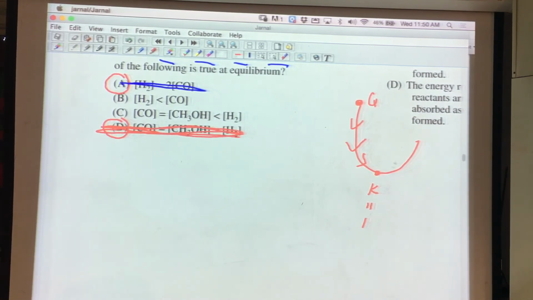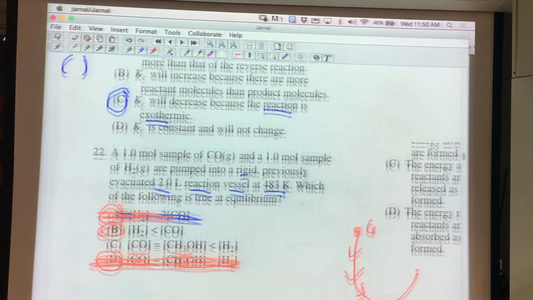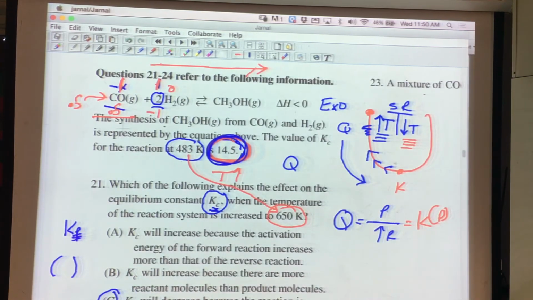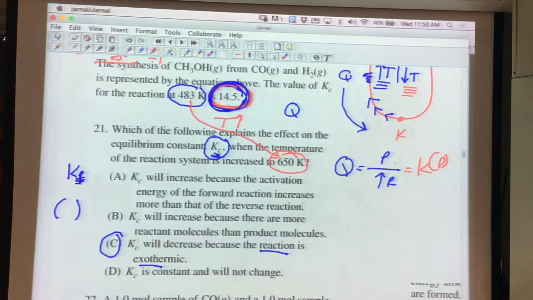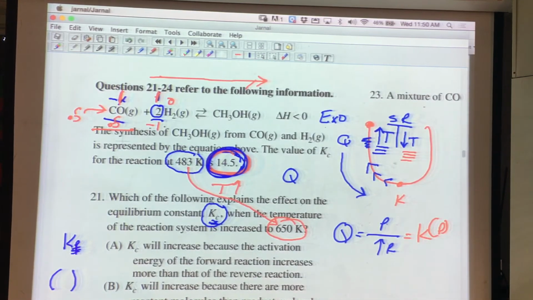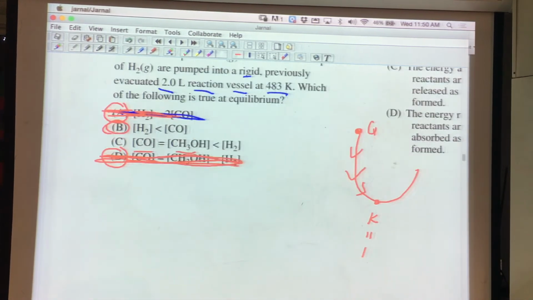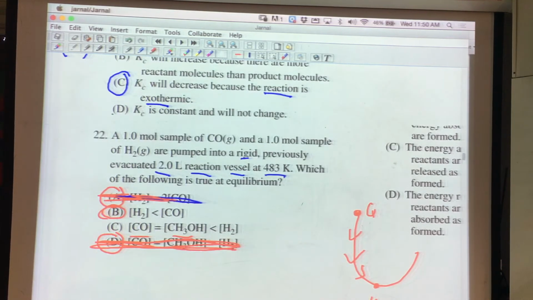The idea that something is going to be equal to each other doesn't make any sense. CO is equal to CH3OH? Let's see what that is. That's not true because you're starting with what? This will be the excess chemical, right? So there's always going to be a lot more than that. So these guys can't be equal. That's why B is the best choice for number 22.